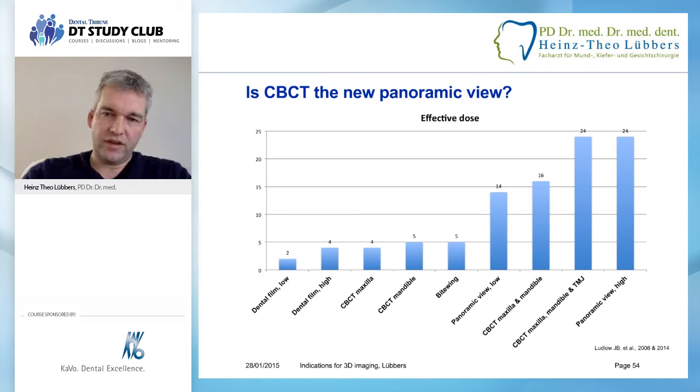You see some data here. If you have an effective dose for a dental film, it's like 2 microsievert and maybe up to 4. And the CBCT of the maxilla, if you go really for this ALARA principle I showed before with a low dose mode, you can be at the level of a dental film or a bitewing film. And then the panoramic view ranges from 14 to 24. Depending on the region, you are right in there with your CBCT. So if you focus on some region and you use a low dose mode, you can, with a CBCT, end up with a lower radiation dose than with your panoramic view.